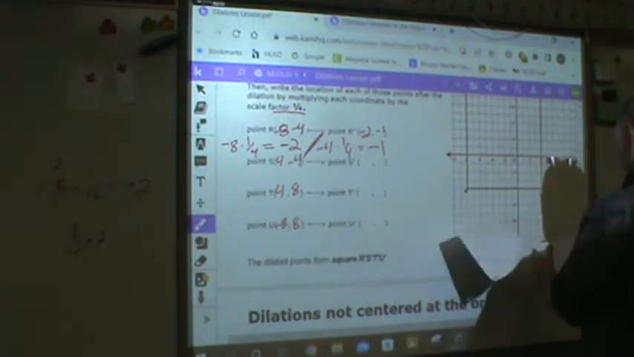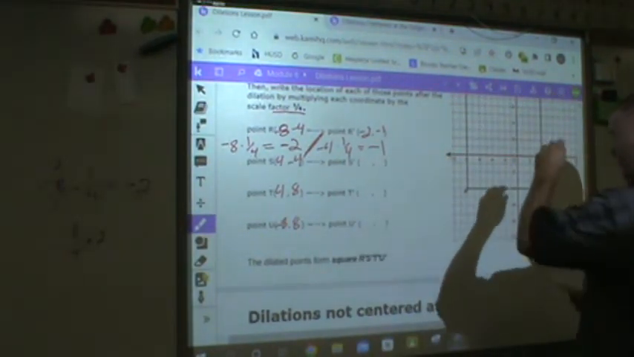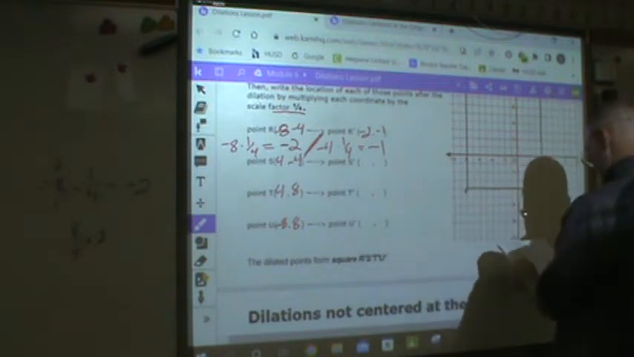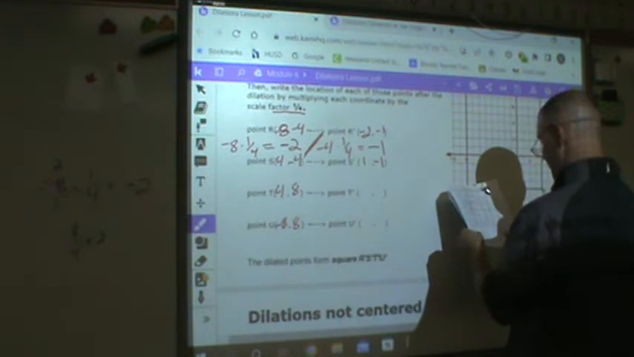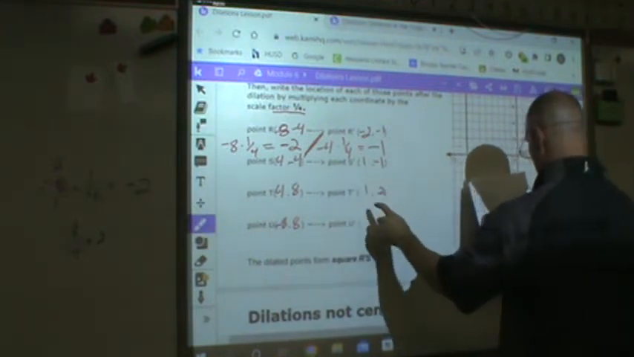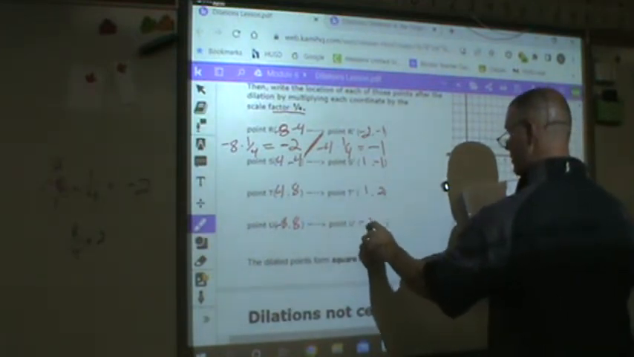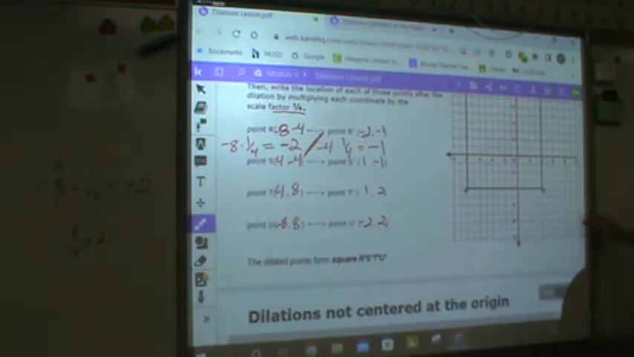So the other points should be, go ahead and pause for a second, and I'll give you the values. Did you pause? You probably didn't pause. 1, negative 1. We should have 1 and 2, and we should have negative 2 and 2. And you should have found all those points.